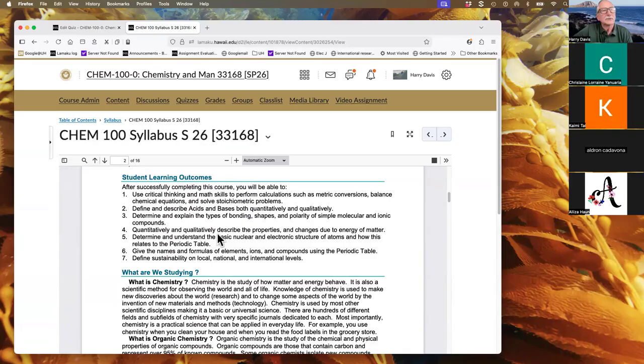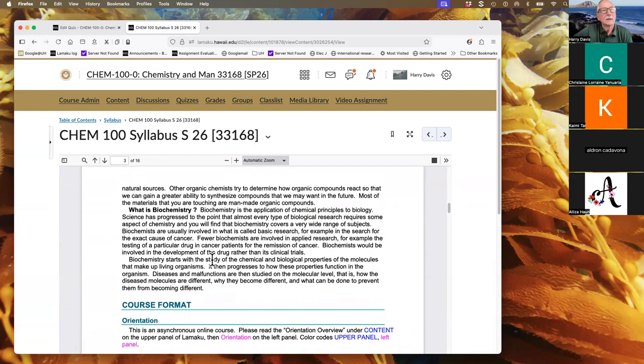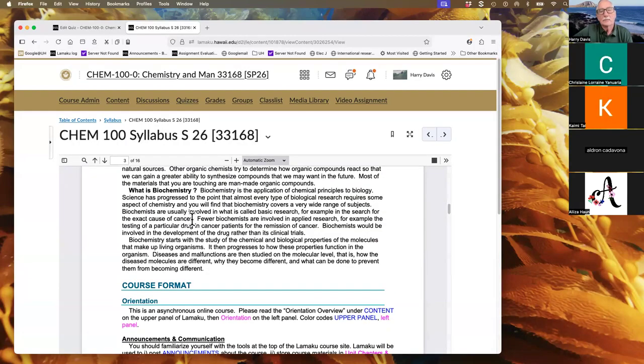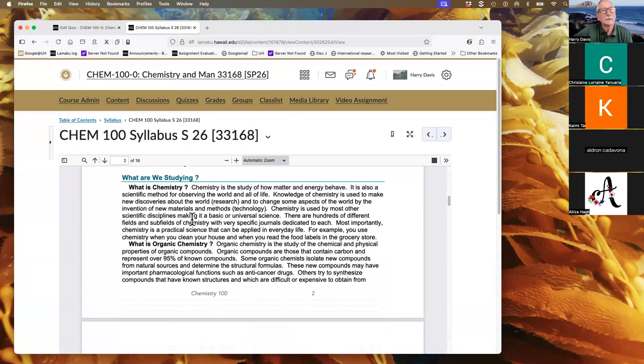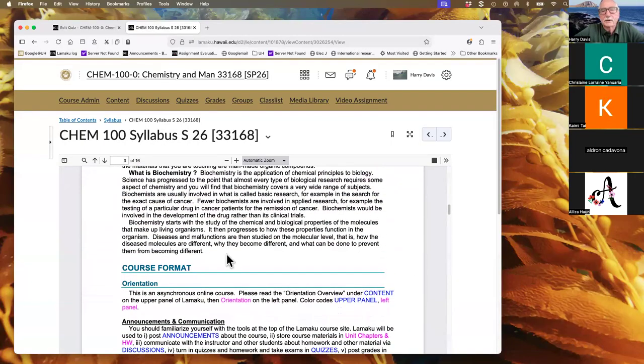So here's just the SLOs, which really don't mean anything. What's more important is this thing I wrote about what is chemistry, what is organic chemistry, and then what is biochemistry. So I'm a biochemist. I forced my way to take general chemistry. I forced my way to take organic chemistry. And then when I got to biochemistry, I changed my major to biochemistry from marine biology. Because I realized that with biochemistry, you can study anything. And I have throughout my career. I've studied everything from cancer at the cancer center to marine organisms and all kinds of stuff.